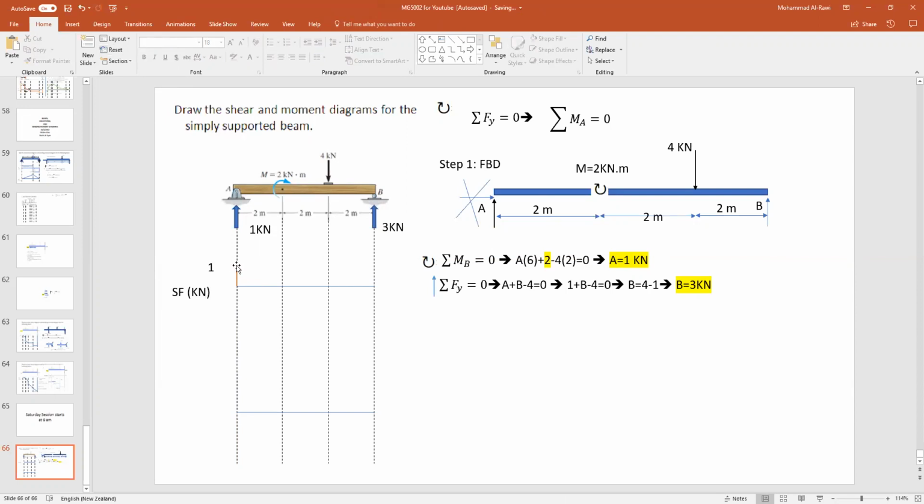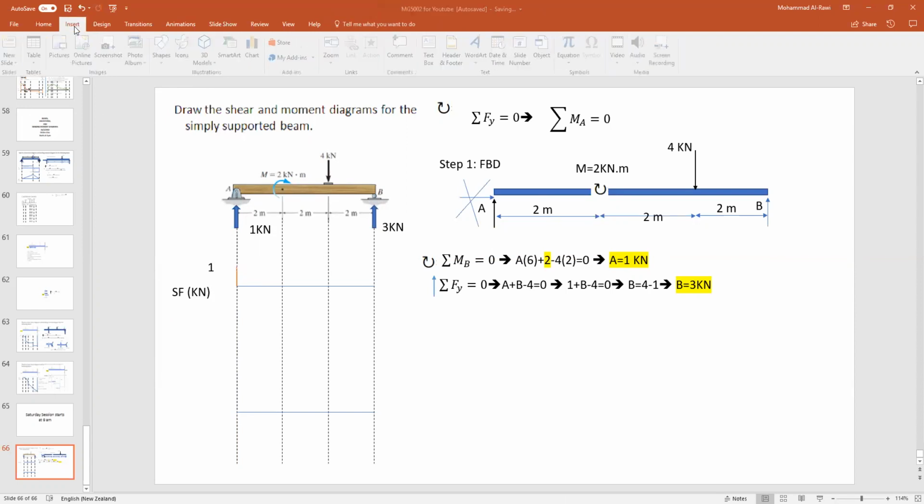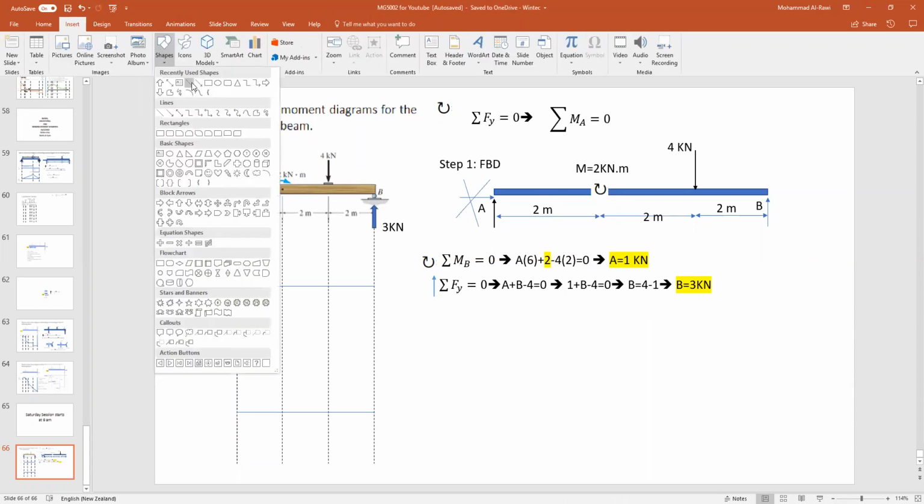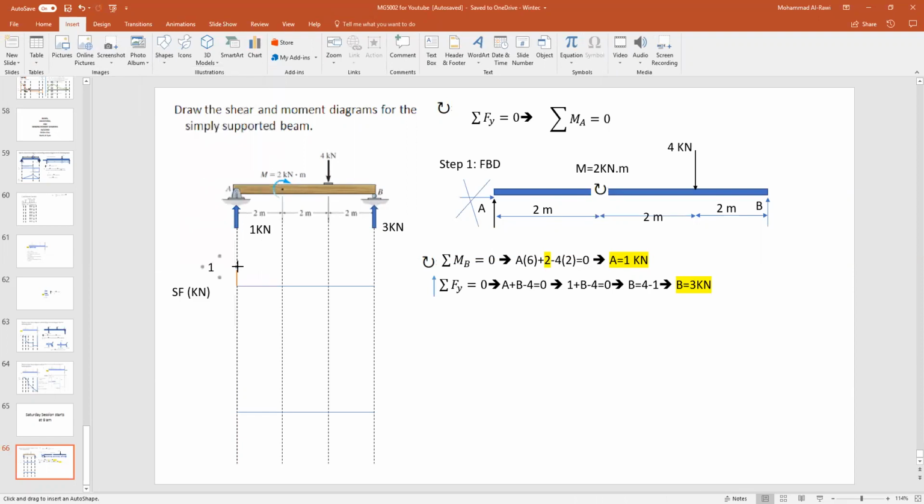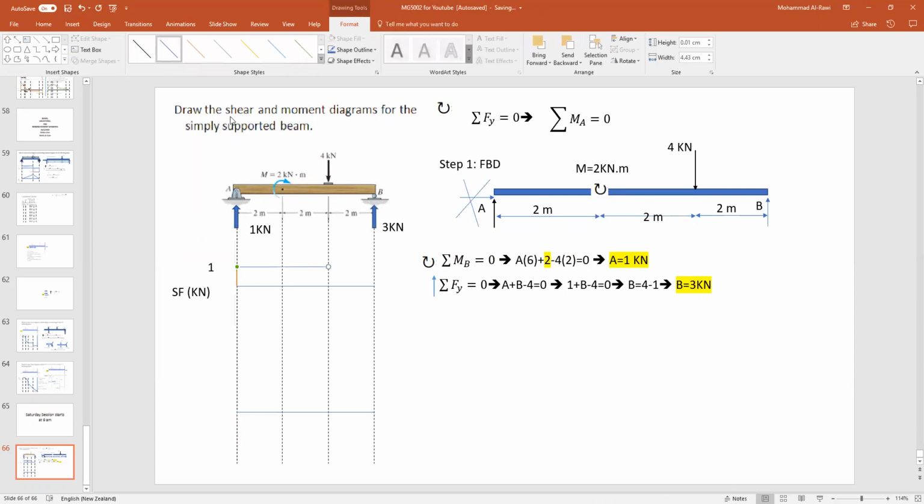Now from 1, there is no force till 4. So now you'll ask me a question: why didn't you include the 2 kilonewton meters? Because again, the 2 kilonewton meters is not a force, it is a moment. And this is a shear force diagram, it's not a moment diagram. Therefore, I don't need to include this.